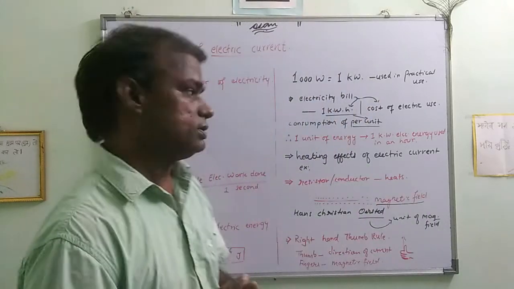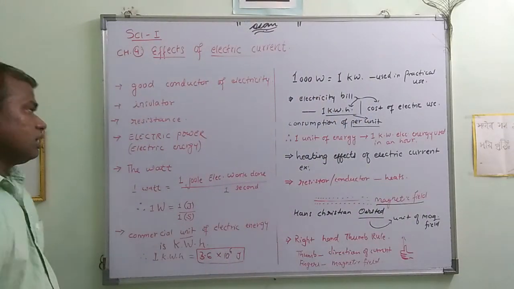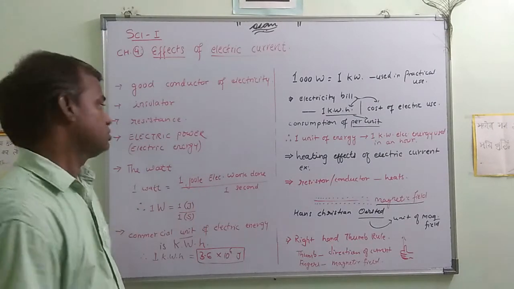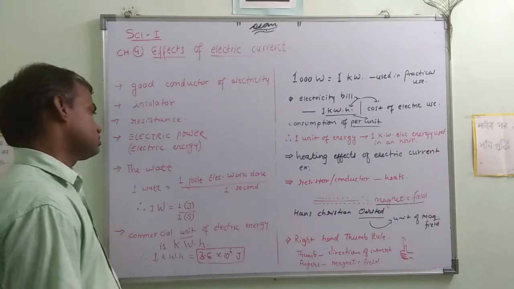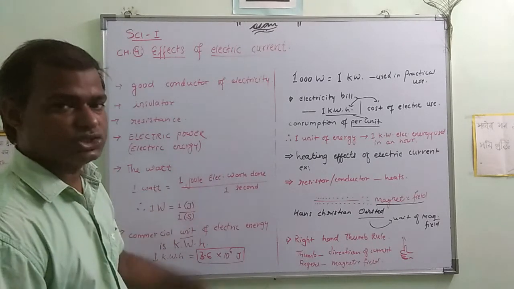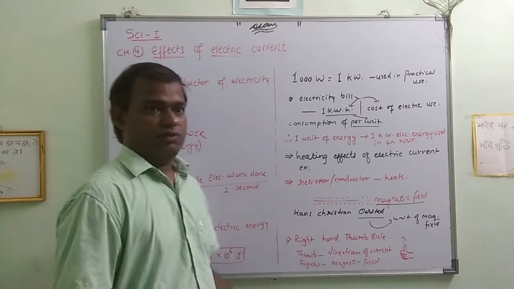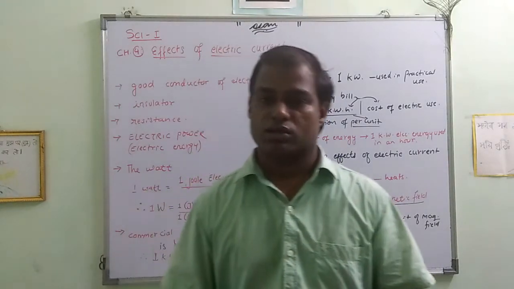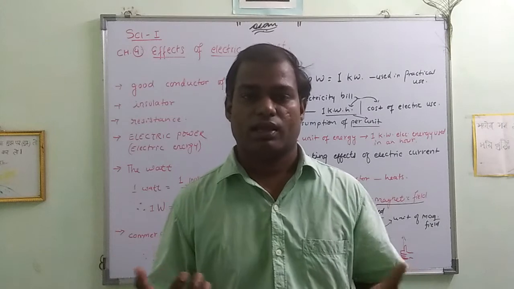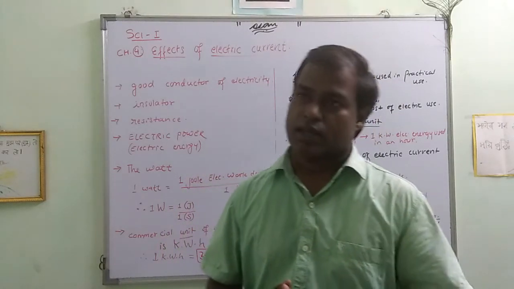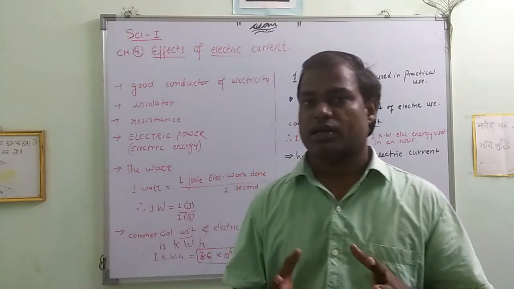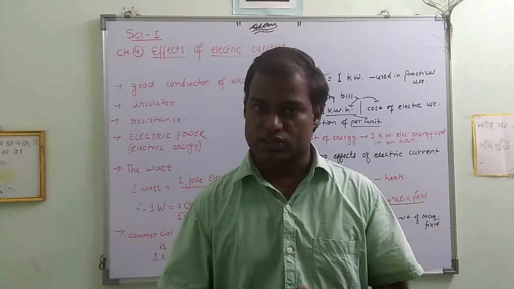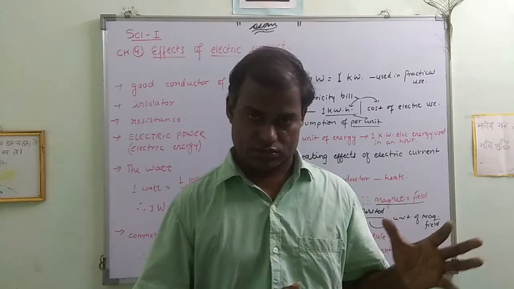Okay. Going further, resistance means to stop or control. Electric power, that means electric energy. Even when we are doing something, if we are doing some work, we are using our physical energy. So when some work is done by electricity, we are using electric energy for completing that work. Okay.